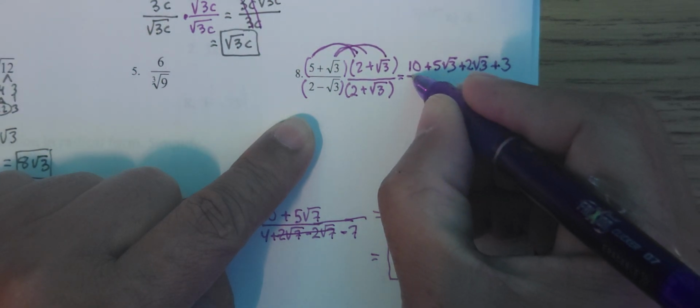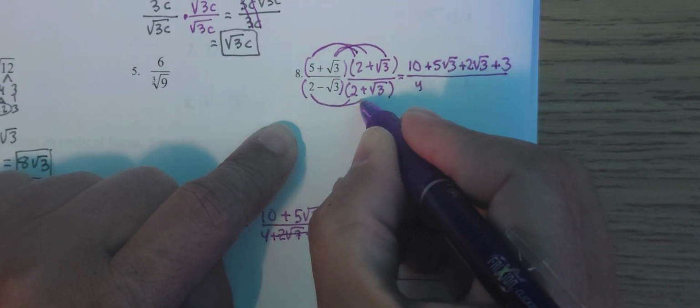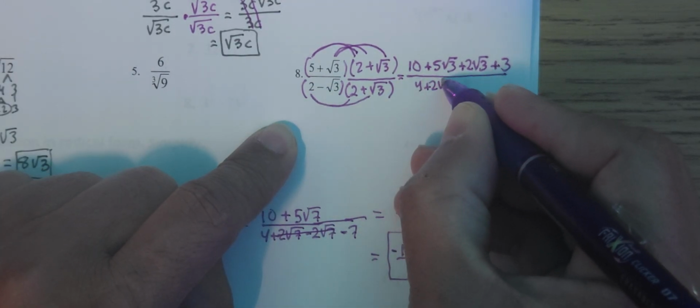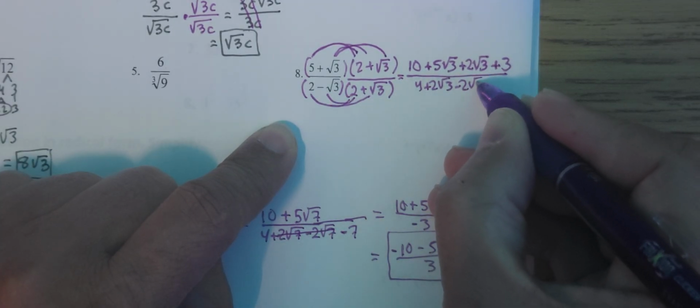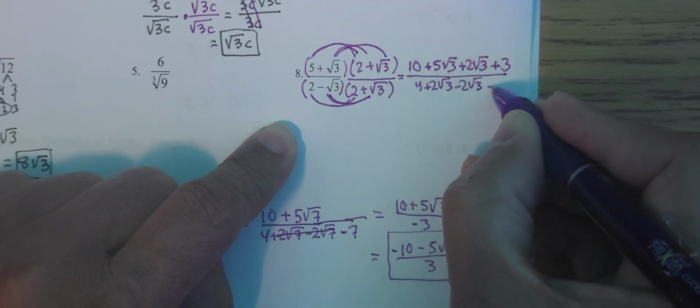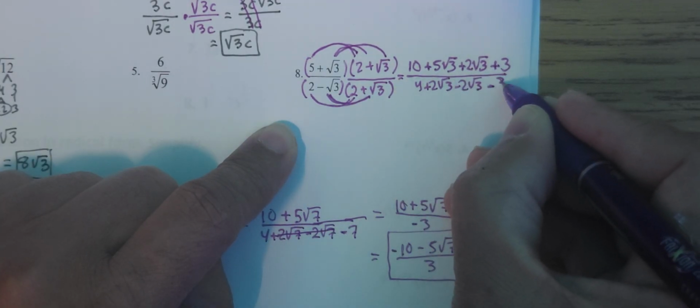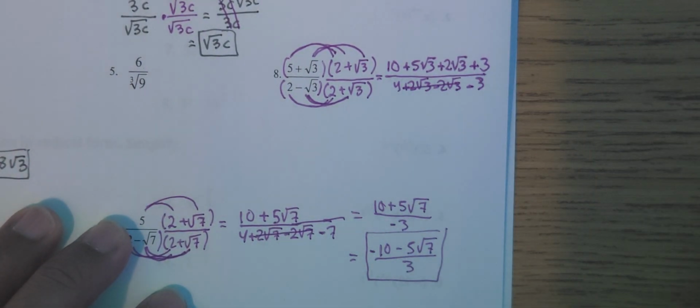Okay, now denominator, 2 times 2 is 4. 2 times square root of 3, that's plus 2 square root of 3. Negative square root of 3 times 2, that's negative 2 square root of 3. And I hope you can see those are going to cancel. And then last, negative times positive is negative 3 because, again, the radicals cancel. So then these two terms cancel out.